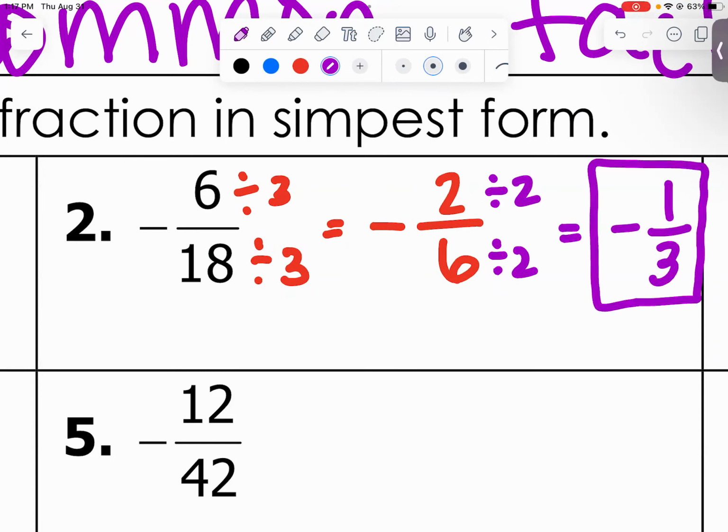Now, if we would have divided 6 out right away, it would have taken us just one step, but it's okay. We might not see the greatest common factor right away. So if you divide out a common factor and it's still not simple, you just got to do it again, and that's fine.